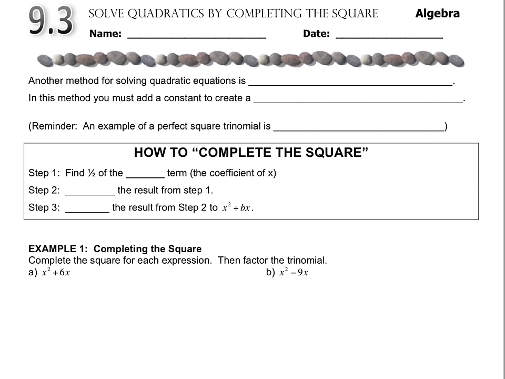Today we're going to talk about another method of solving quadratic equations. This method is called completing the square. In this method, we're going to add a constant so that we create a perfect square trinomial.